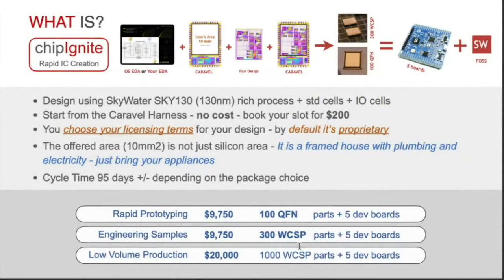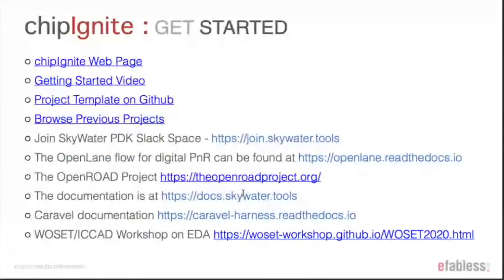Chip Ignite in general is similar, as I said, to the Google offering. You can choose the licensing, and you don't get silicon area, you get a house with electricity and plumbing, and you bring your own appliances. And I leave the pricing here just as an indicator of how valuable the offering is, with the complete package, including the tools as well as delivering boards.